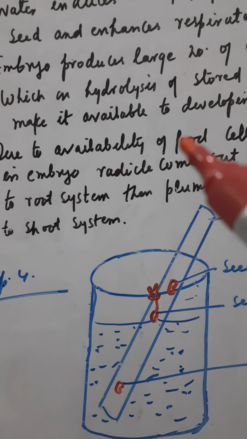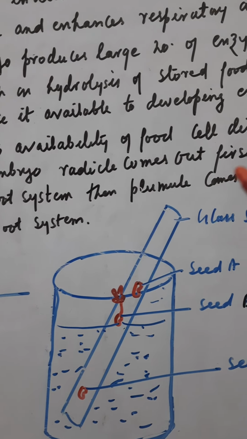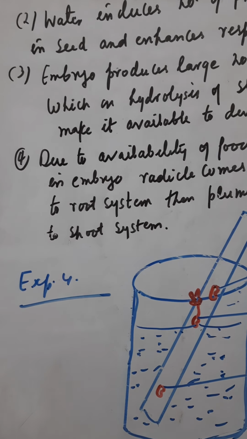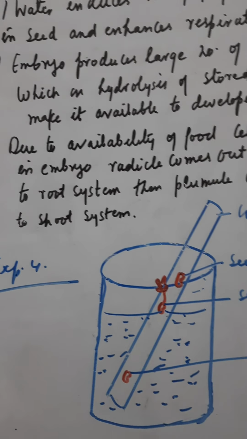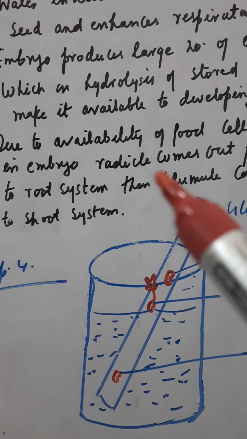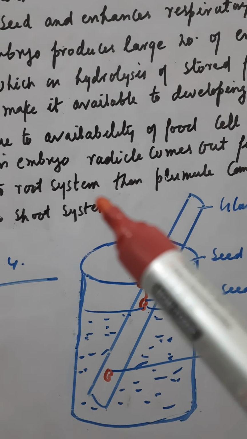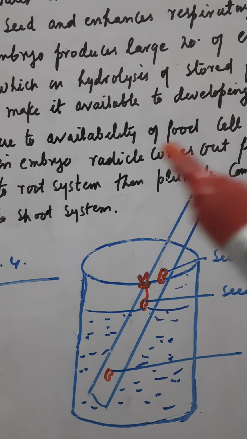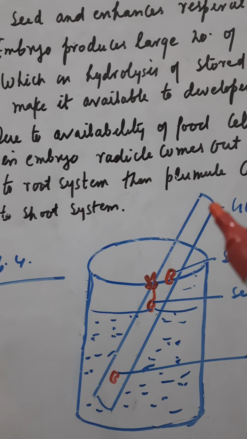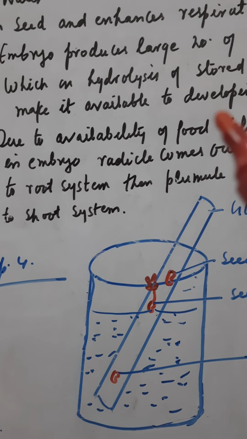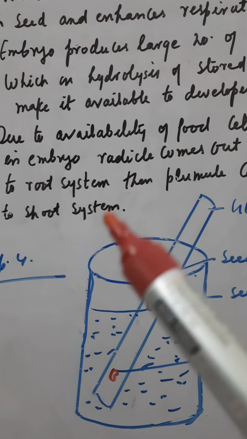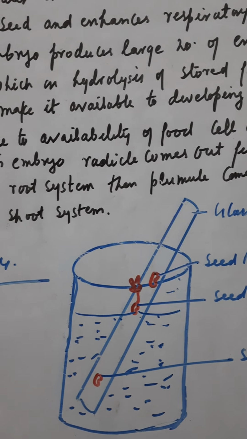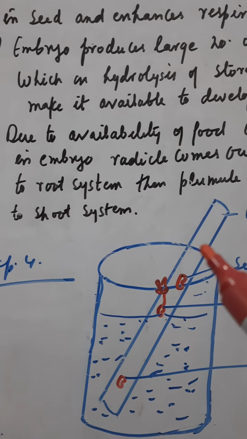Now next, due to the availability of food, cell division will start and the radicle will come out first. It will give rise to the root system, and you know that the function of the root system is to anchor the plant under the soil as well as to provide water and minerals to the plant. Then after that, the plumule will come out. It will give rise to the shoot system.